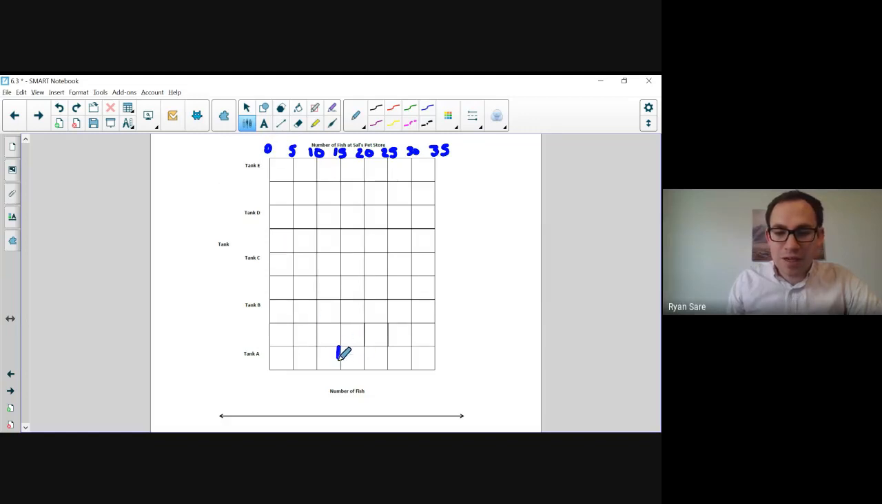So I'm going to go to 15, and I'm going to fill in my bar just like I did before. Tank B had 30, so I'm going to find where 30 is. Mark that off. Finish my bar. So this bar graph is essentially the same as that first one that we had, but I've turned it on its side. Tank C was 25.